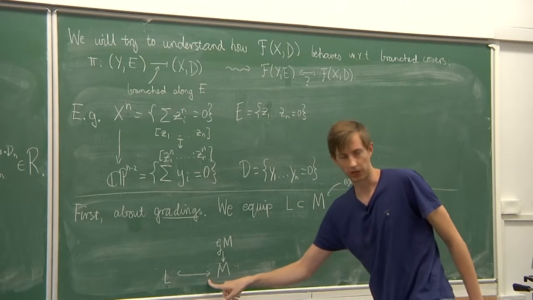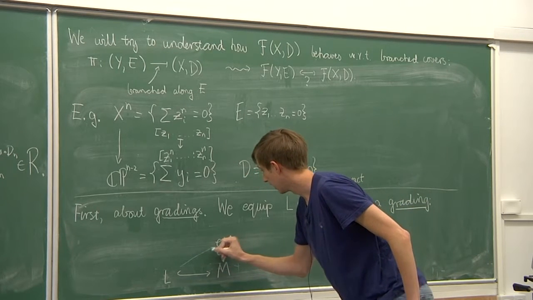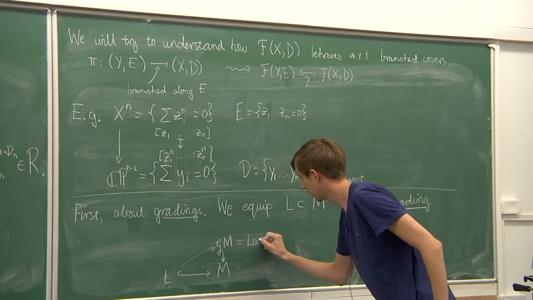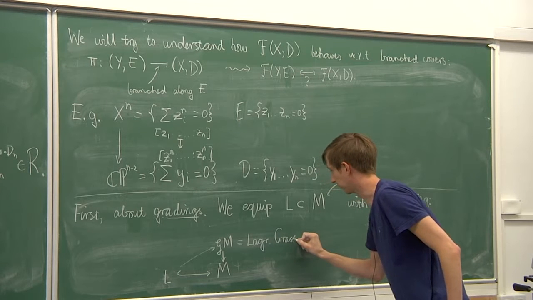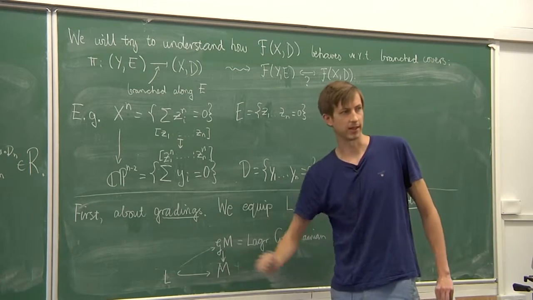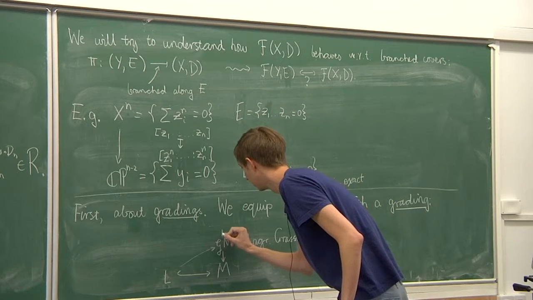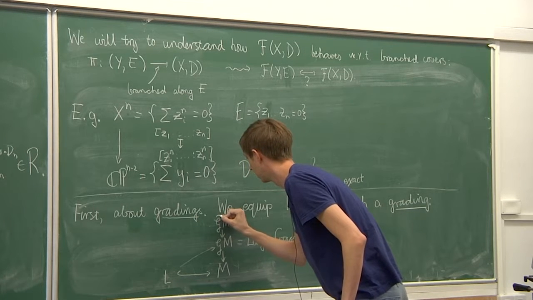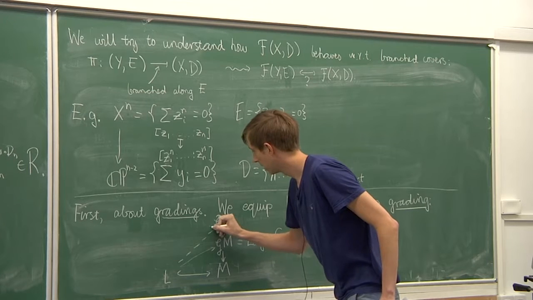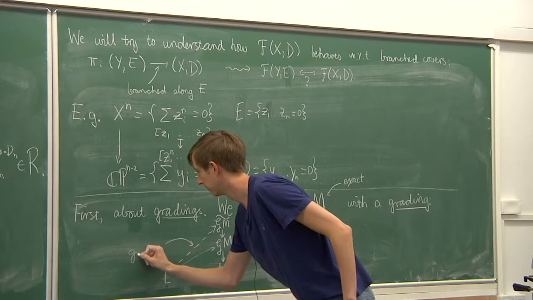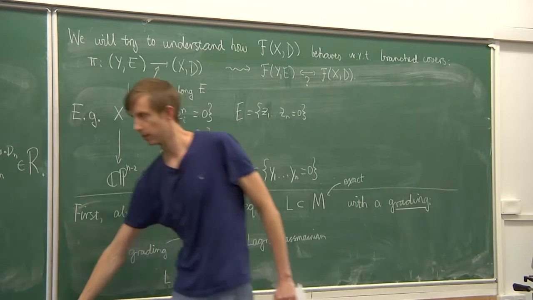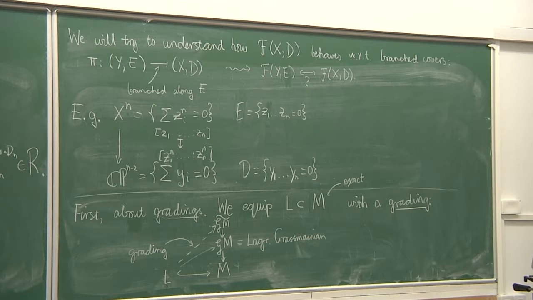So any time you have a Lagrangian embedding, or indeed immersion, it comes with a lift to the Lagrangian Grassmannian. That's the fiber bundle of all Lagrangian subspaces of the tangent space to M. And this lift is given by the tangent space to L. We're going to look at the universal abelian cover of this Lagrangian Grassmannian, and a lift to there is called a grading. So strictly speaking, we're defining a new category where objects are compact, exact Lagrangians equipped with a lift like this.